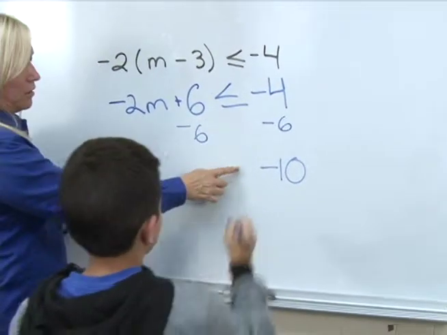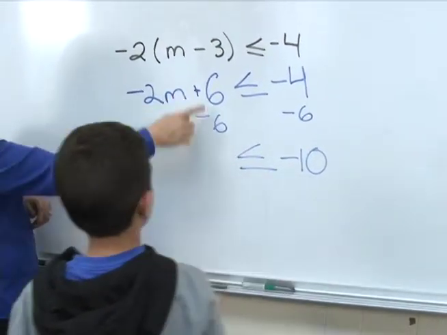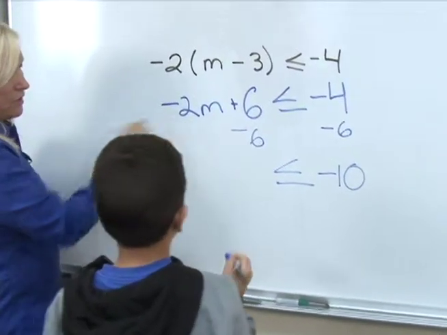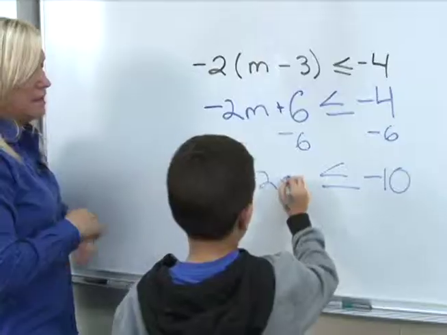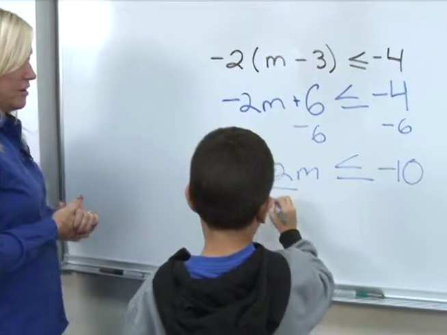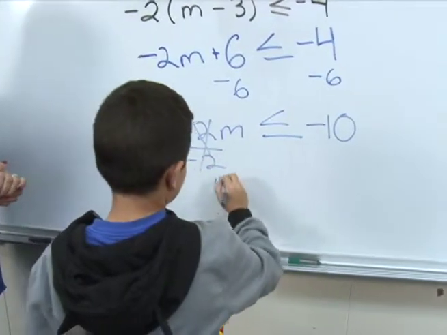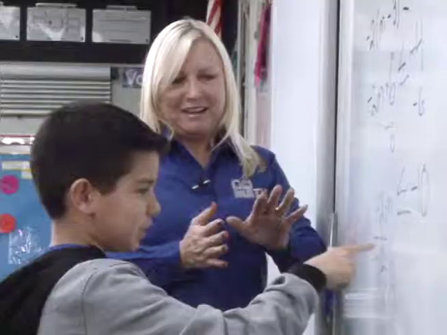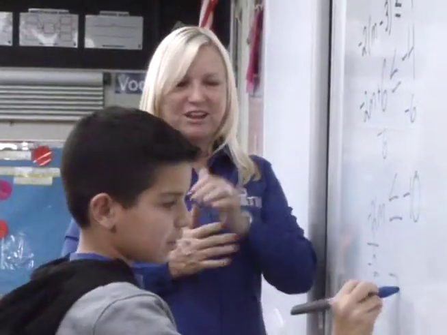Bring down our inequality. 6 and -6 is 0. So now we're just left with -2m. Now you're going to divide, right? Very good. By -2, which leaves the m by itself. But since it's negative, then we switch the sign. Very good. Good job.